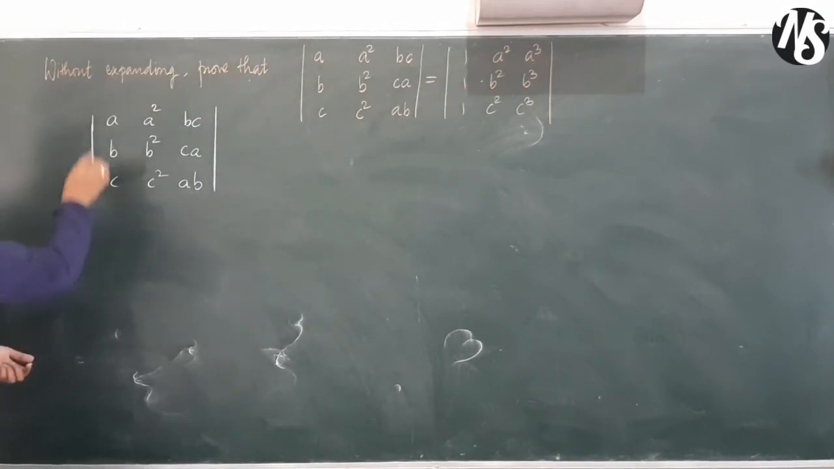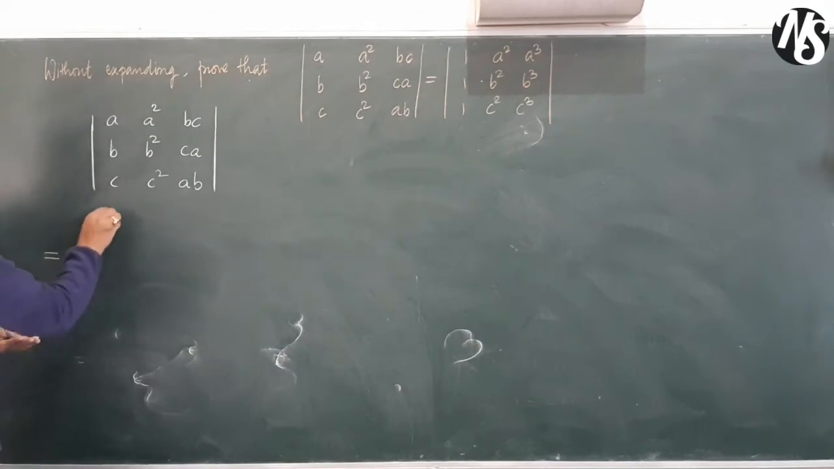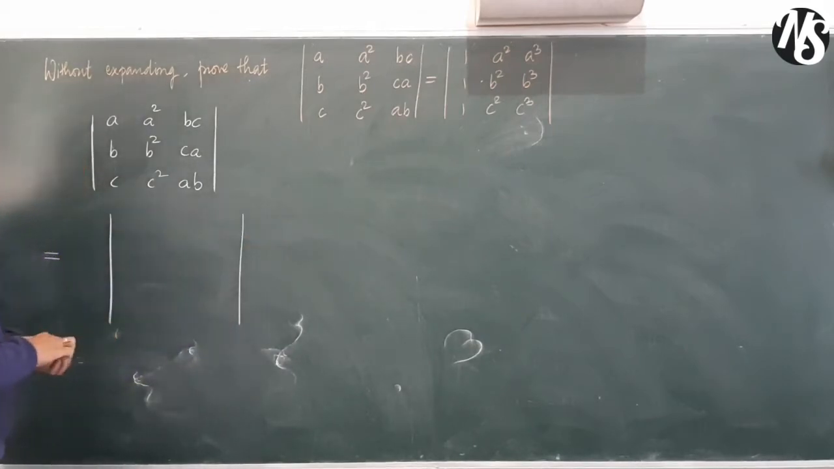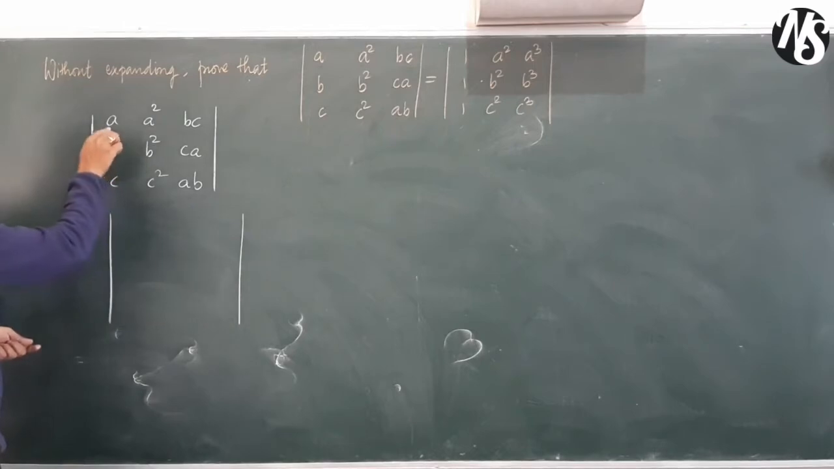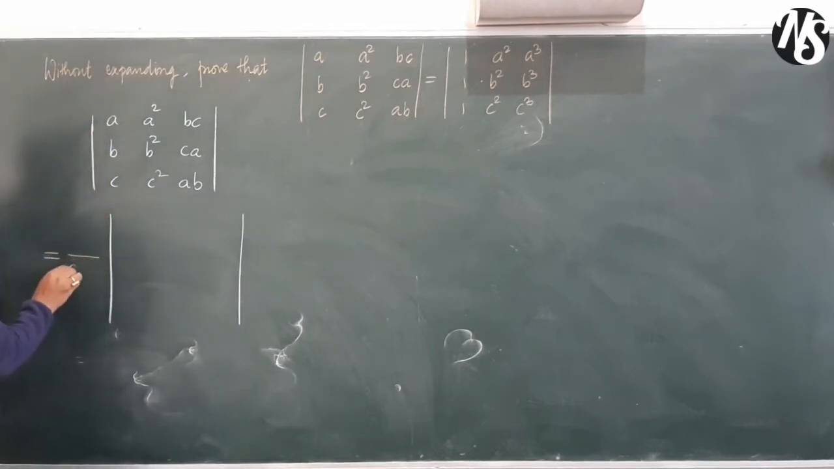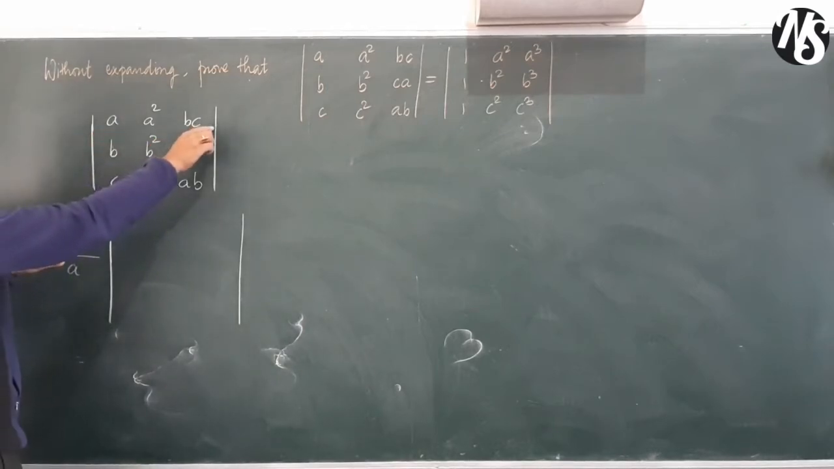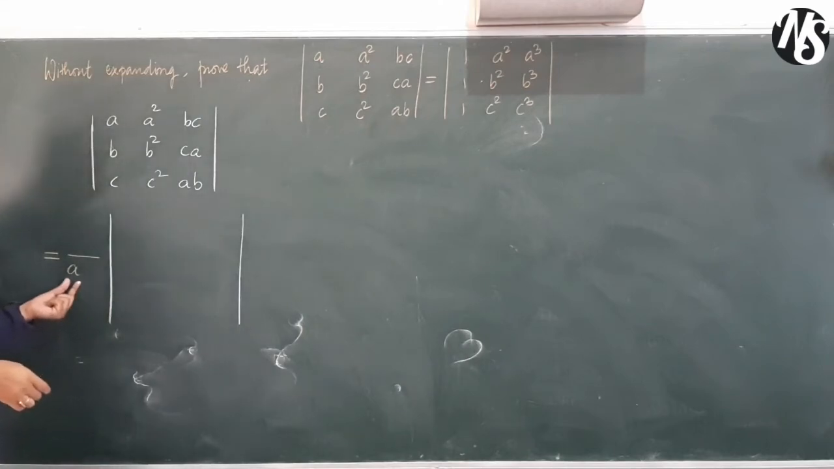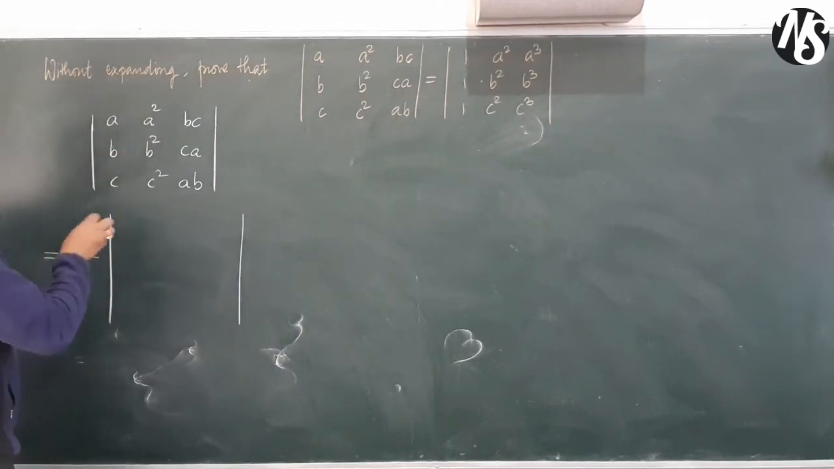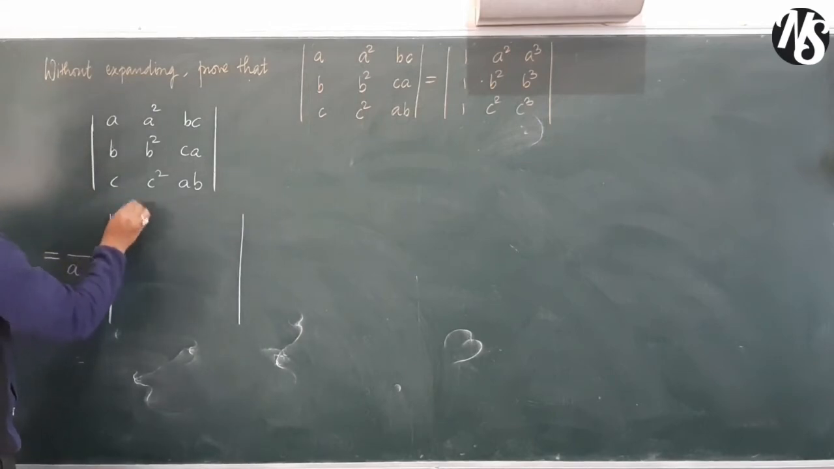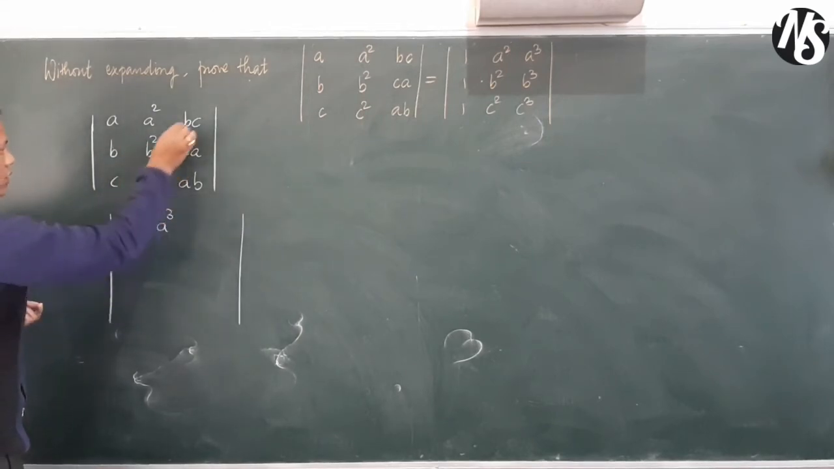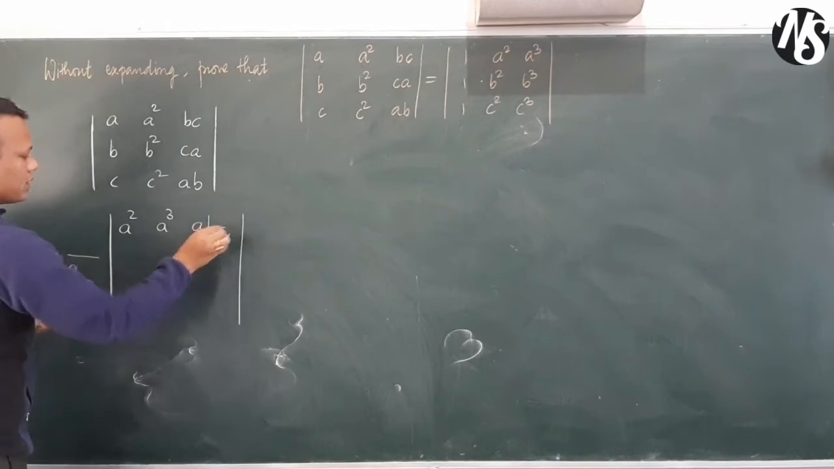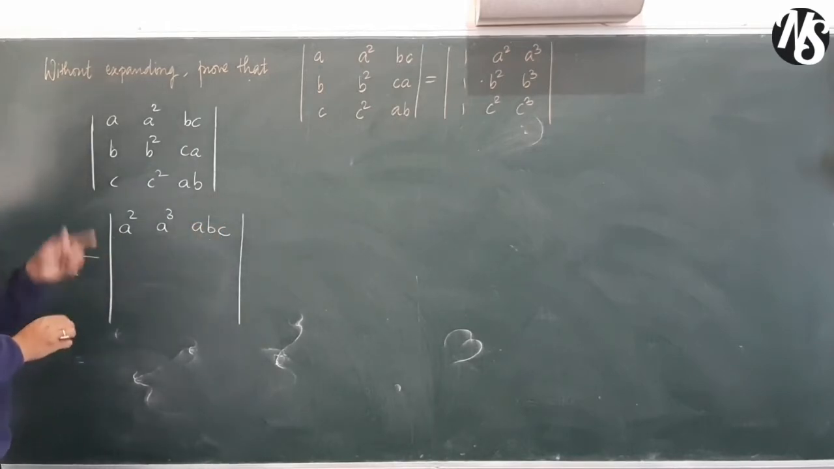See here carefully. If I multiply the first row with a, then I have to balance this, no? For balancing, I'll put a in the denominator. The multiplication is extra, so in order to balance that, I'll put a here in the denominator. So when you multiply, you get a square, a cube, and this becomes abc, right? So this is about the first row.